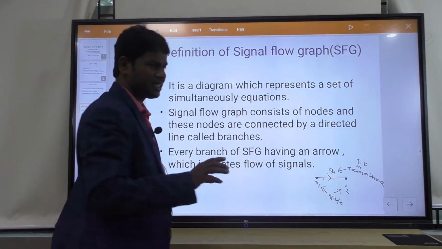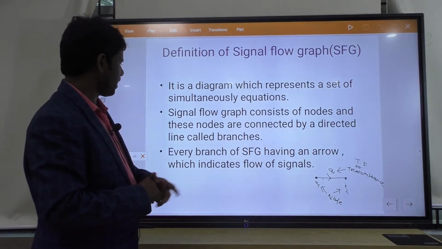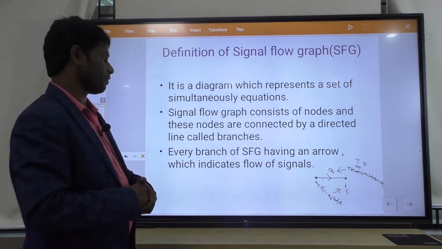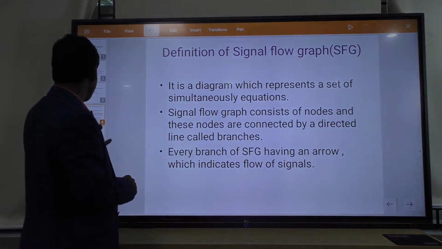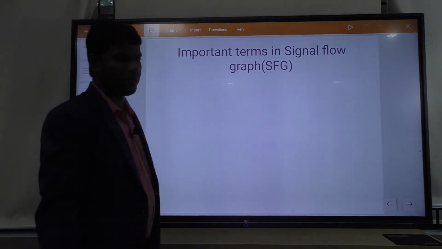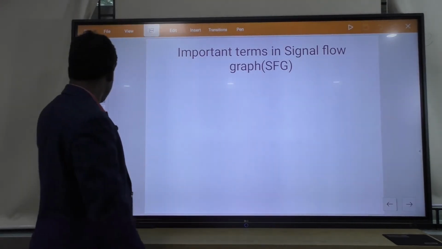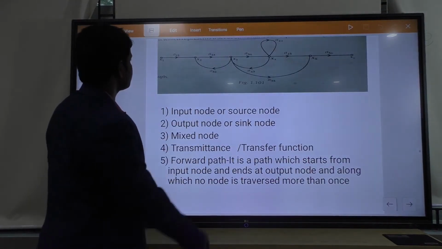These are the basic ideas of the signal flow graph. A signal flow graph consists of some nodes and some branches. Branches carry arrow marks, and the arrow mark indicates the flow of signals. Now we go to some important terms related to the signal flow graph. You see here, this is a signal flow graph. I just take an example here.